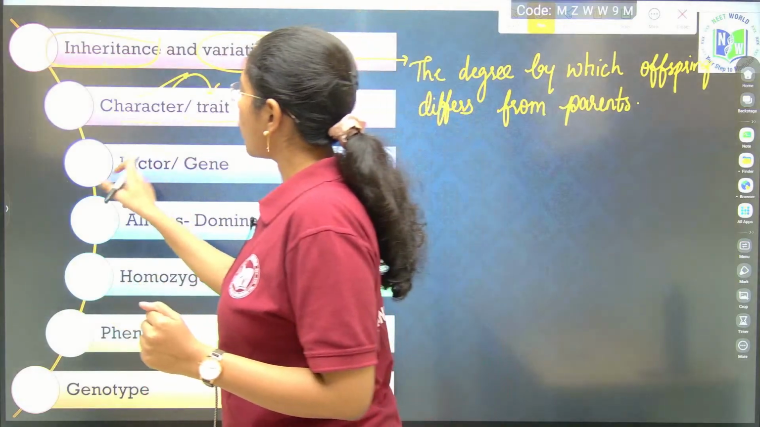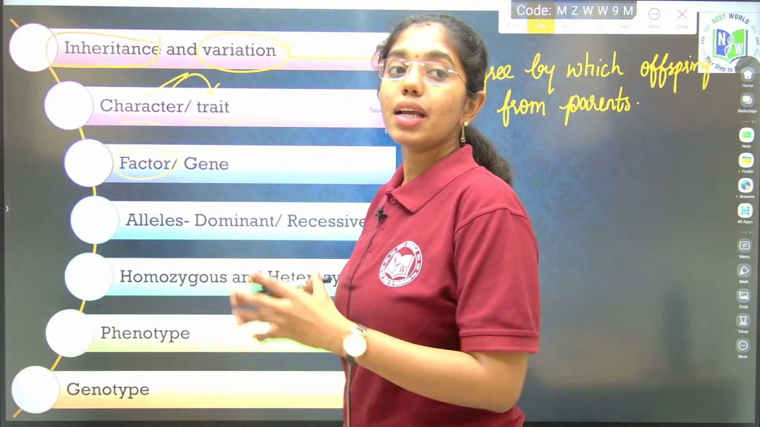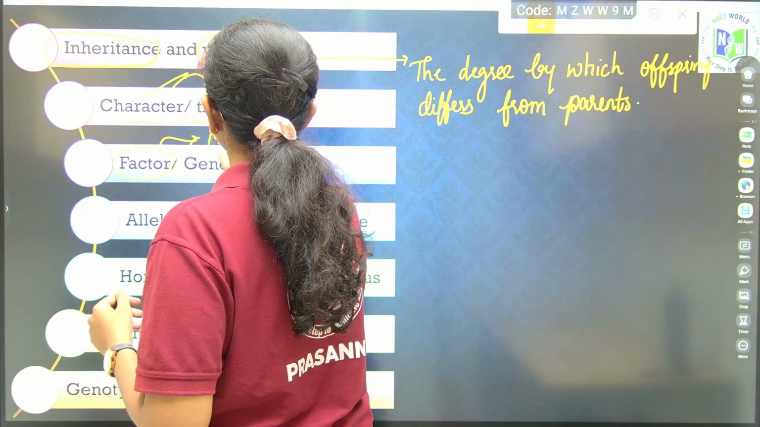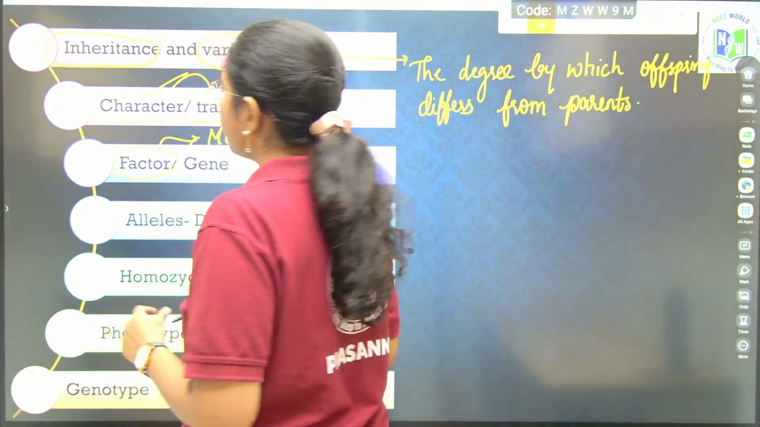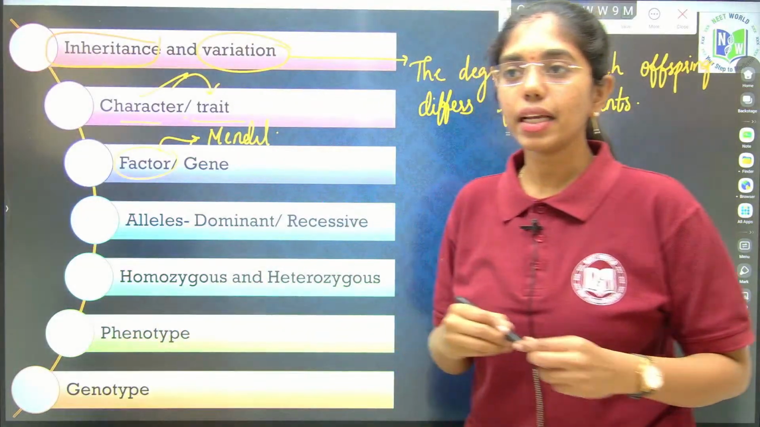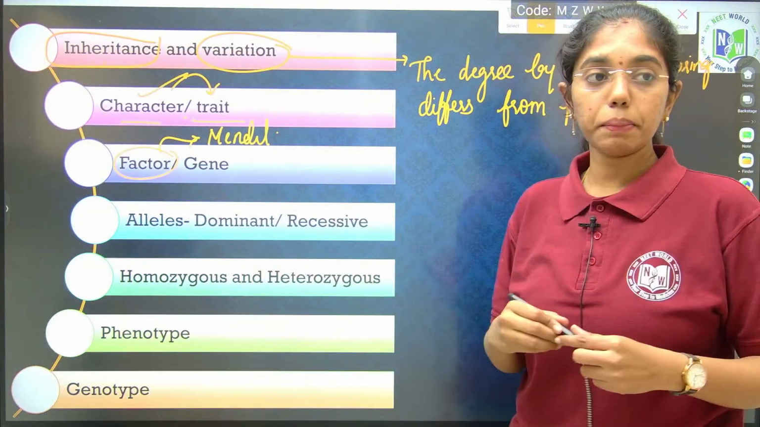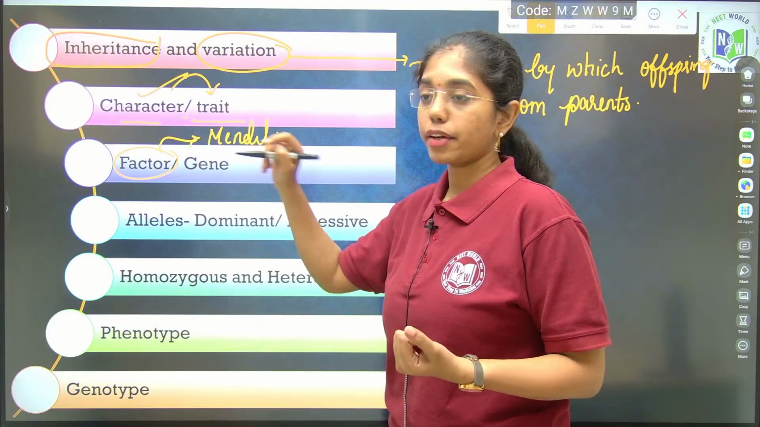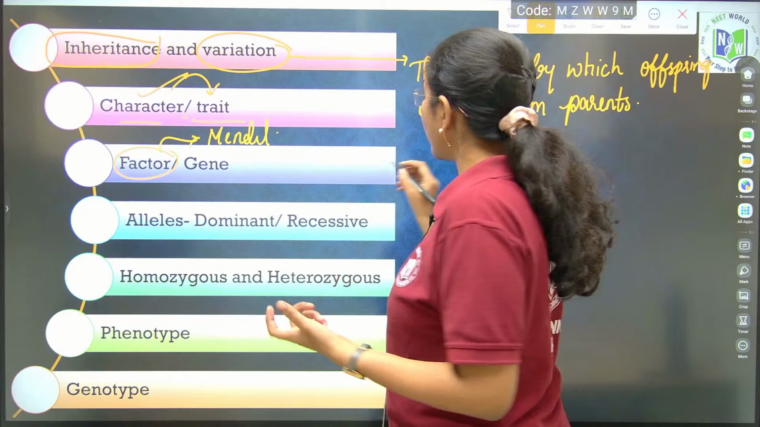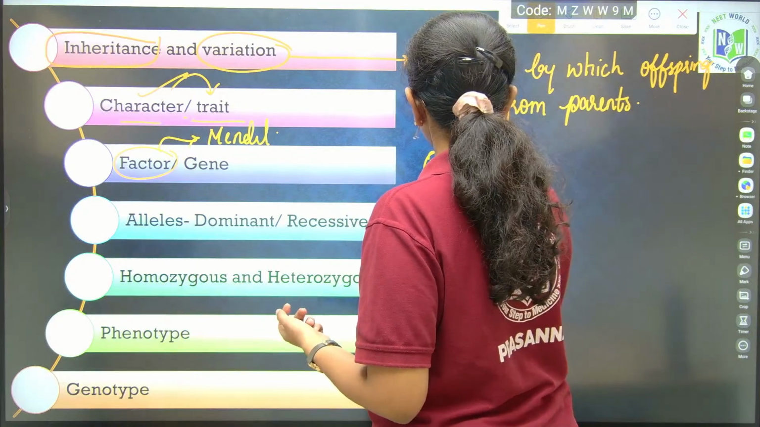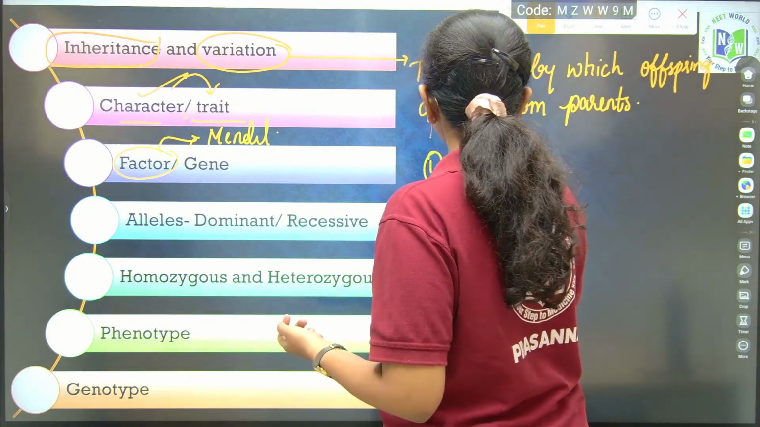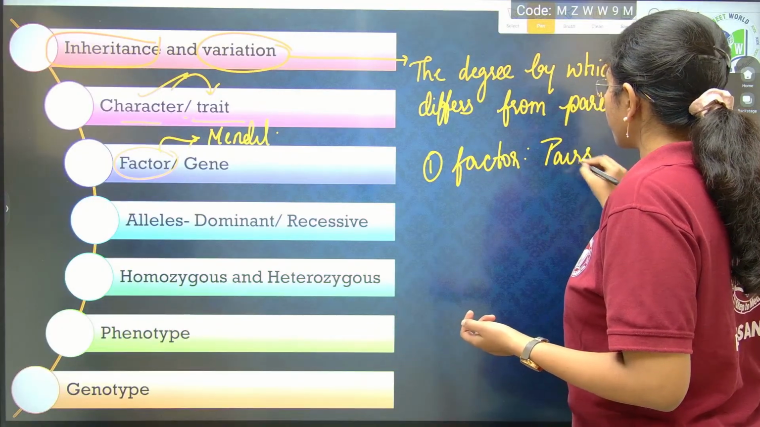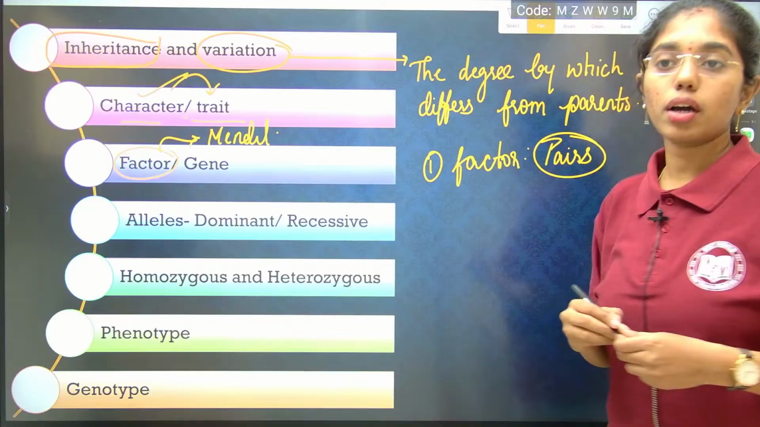Next is factor. Factor is the term used by Mendel. What does factor mean? Factor means every character or trait is coded by one factor. These factors occur in pairs.